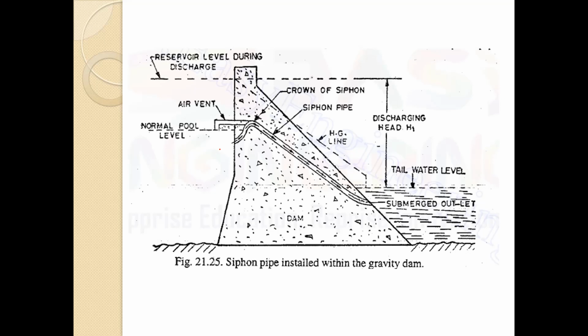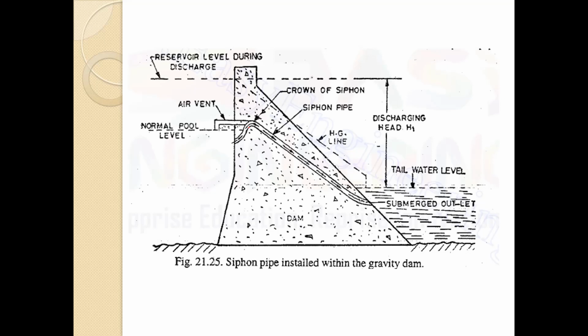etc. in the siphon. And the outlet of the siphon may be submerged so as to prevent the entry of air into the siphon from the downstream side. When the water in the reservoir is up to or below the normal pool level, air enters into this pipe and the siphonic action cannot take place.